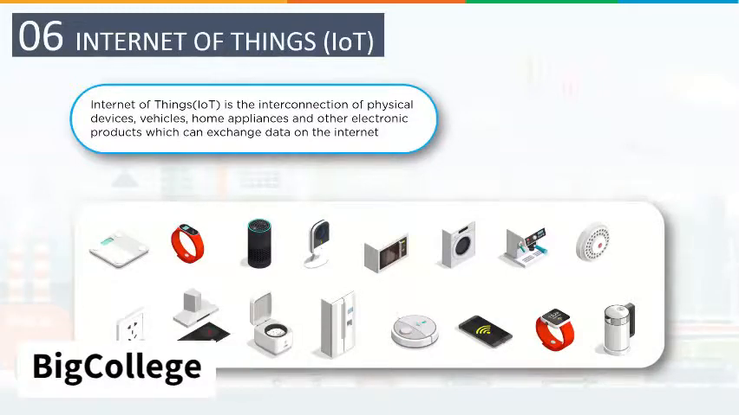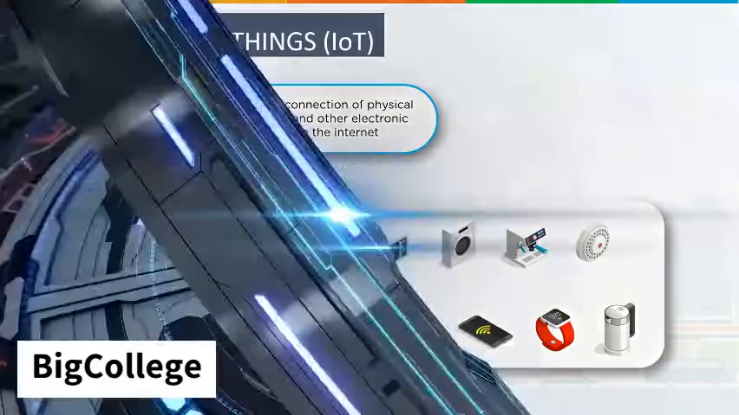Now, one of the easiest examples I can think of is the smart home devices like Alexa or Google Home. Now if you say, Alexa, can you turn off the light? Now if Alexa is connected to a smart lamp or a smart light, it will be able to turn off that device, thus making our life easier.